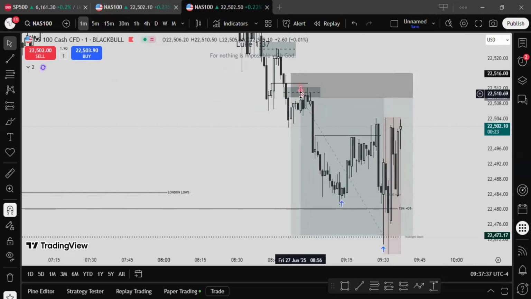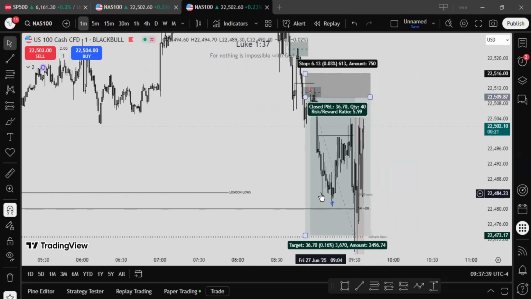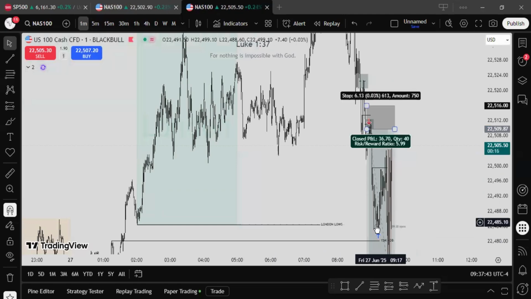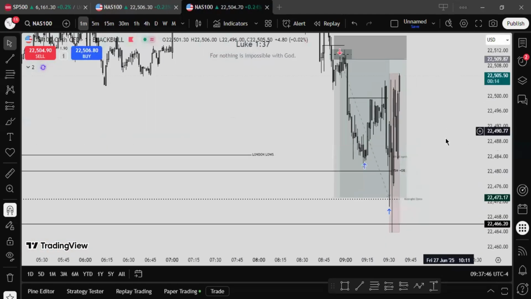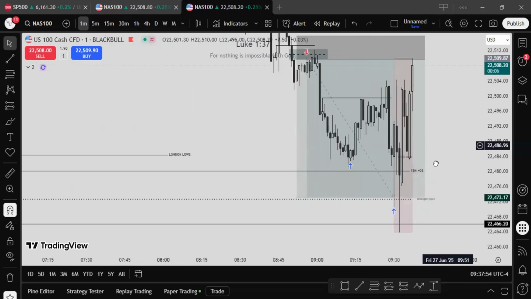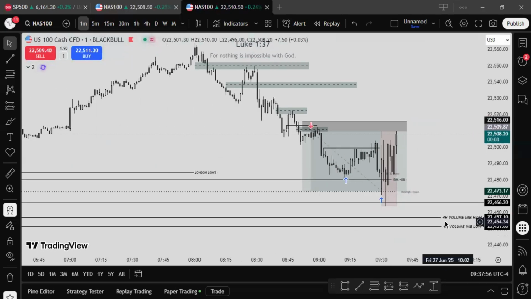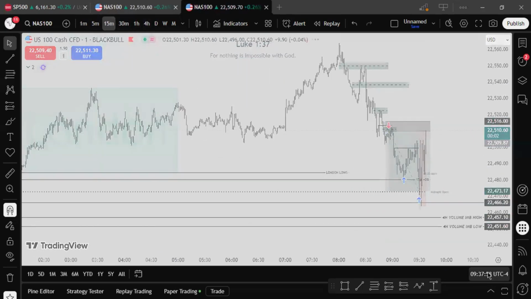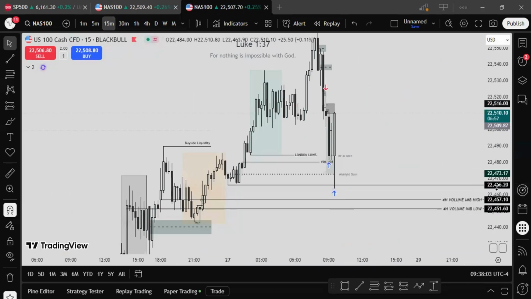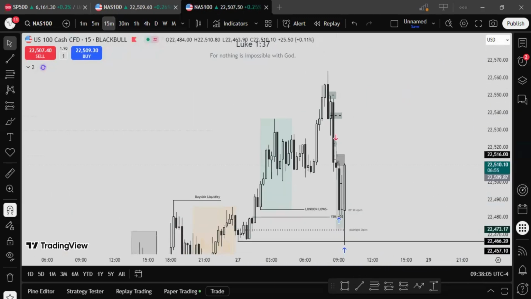Once we got into that, I took my trade and we have our London close here. I took partials there and then I left the runner for the midnight open, because this happened during the New York Open. So I held it through the New York Open. So right now I'm expecting us to continue back up, coming for this high here.